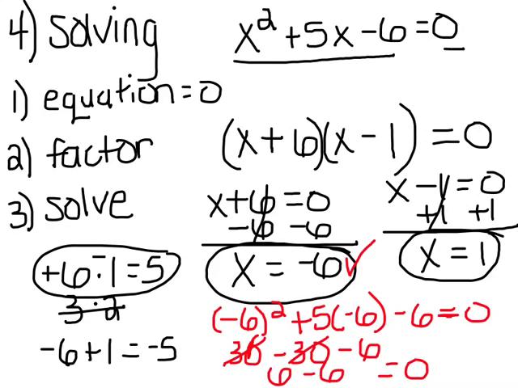Now we'll do the same thing but with the 1. If we plug in the 1, I'm going to have to do this up here because I'm running out of room. We'd have 1 squared, which is 1. Then we'd have 5 times 1 to give us 5. And our minus 6. 1 plus 5 is 6. 6 minus 6 is 0. So that checks out as well.